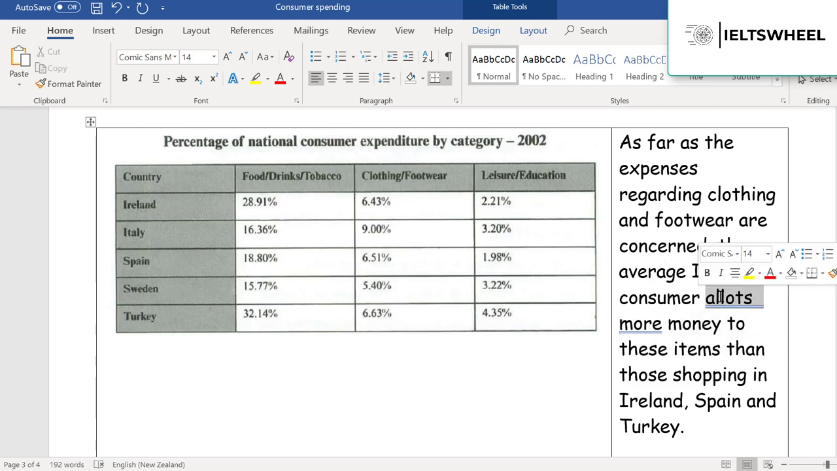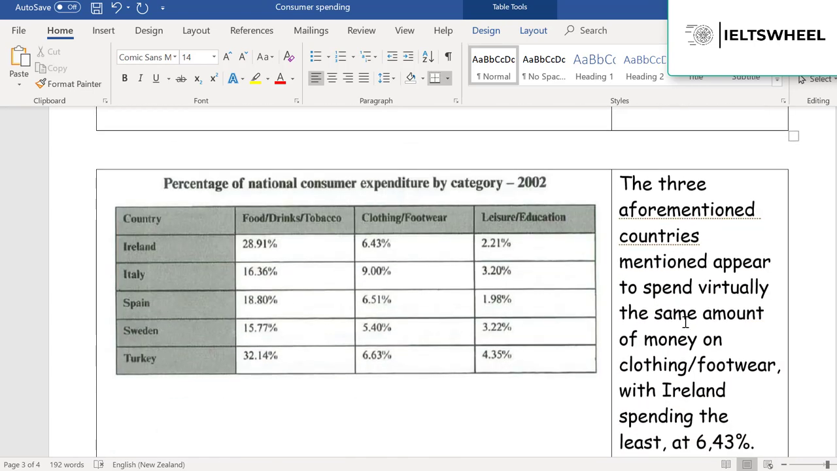In this case, a lot means spent more money, and remember, you spend money on, but you allot money to something. So a lot more money to these items. Okay, these items, what kind of items? Clothing and footwear. Then those shopping in Ireland, Spain, and Turkey. Okay, that's exactly what we've done. We have focused on the largest figure here in this category.